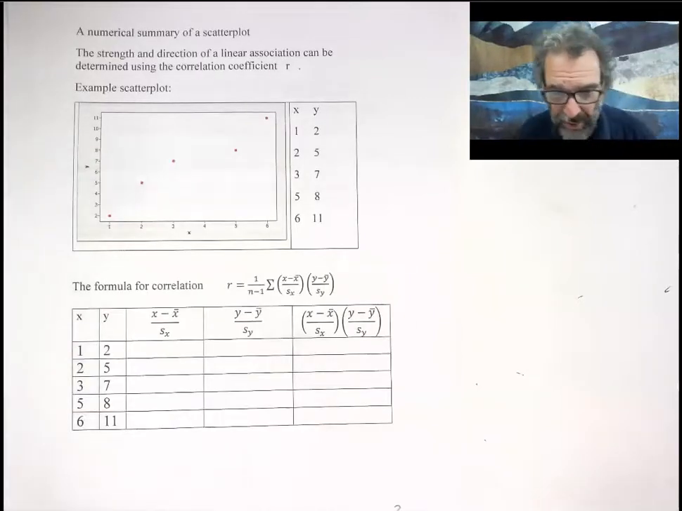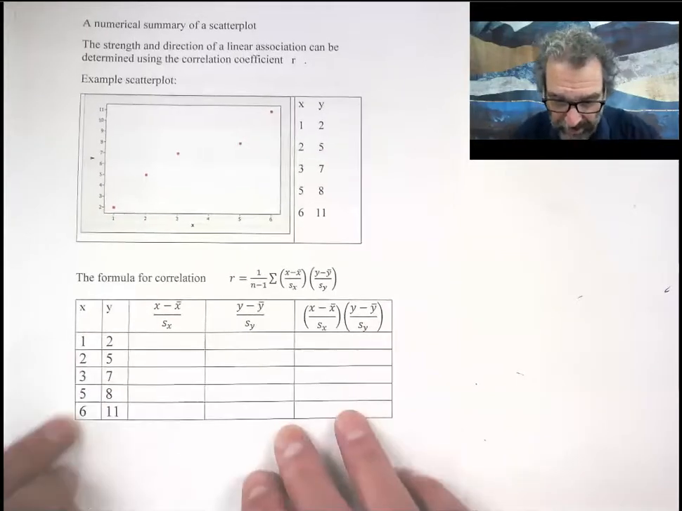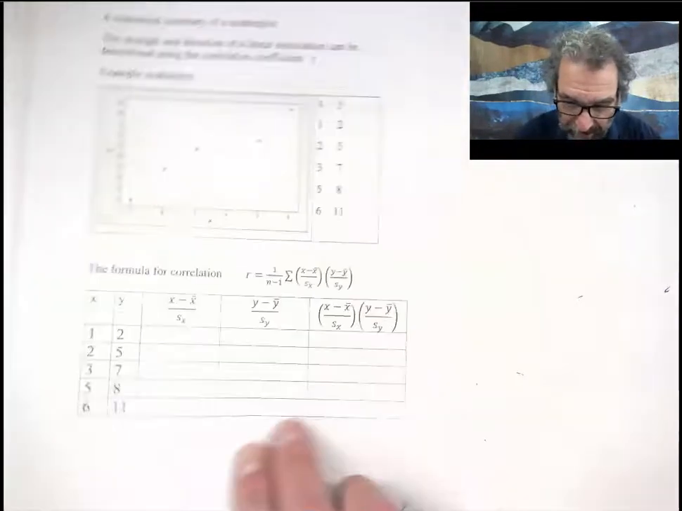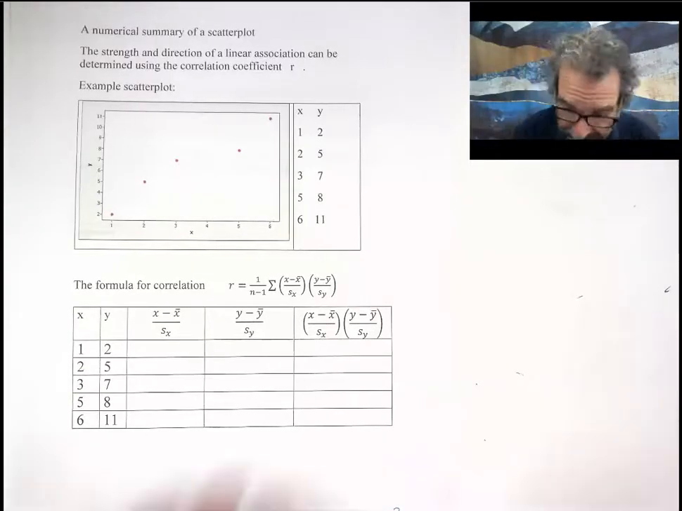So on we go. We're going to find a numerical summary of a scatter plot called the correlation coefficient. The strength and direction of linear association can be determined by using the correlation coefficient R. Fine. I think we have more examples of what R can be. Okay, fine. So first we're just going to compute it. Here's the formula for R.